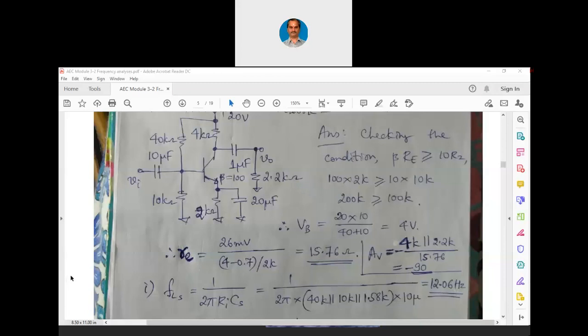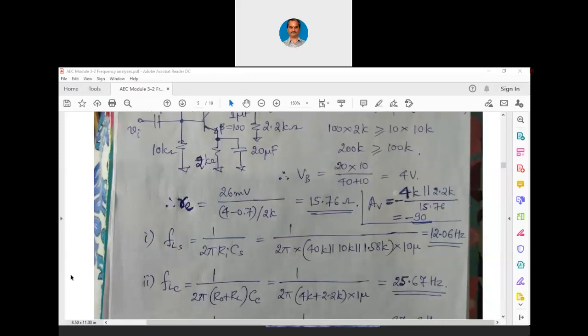Now, let us proceed with FLC. FLC is 1 over 2 pi into R0 plus RL into Cc. Here we are adding R0 with RL. Why? When we look from the output side, those two have to be taken in series. So, we are adding that. Anyhow, for this capital R0, the small r0 is not given. We are substituting only the capital RC. So, that is 4K plus 2.2K into 1 microfarad, that is 25.67 hertz.